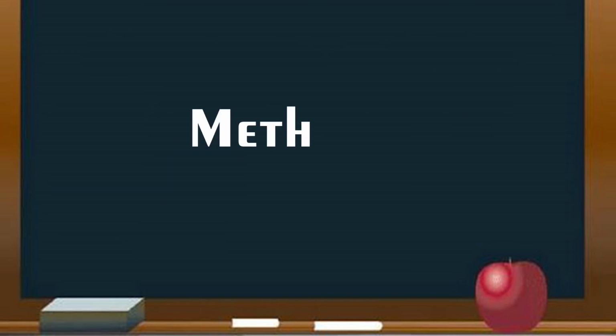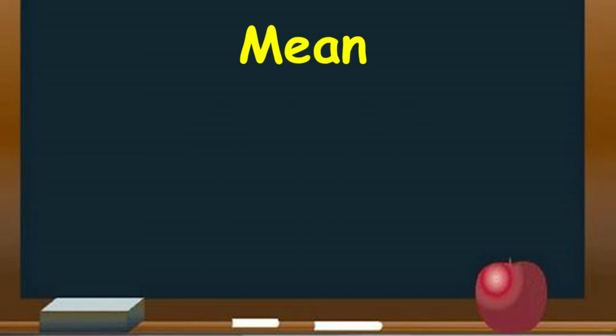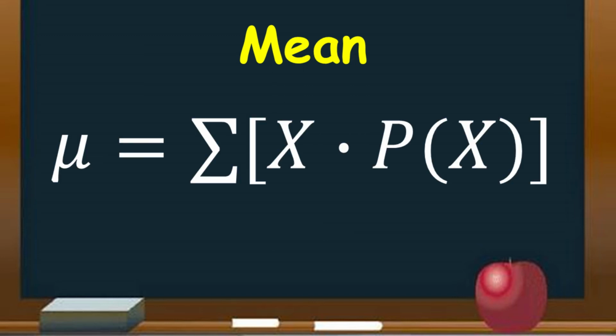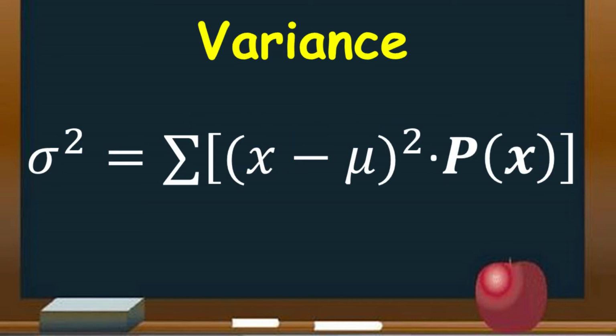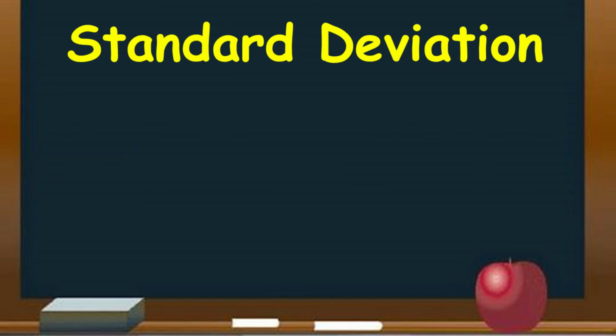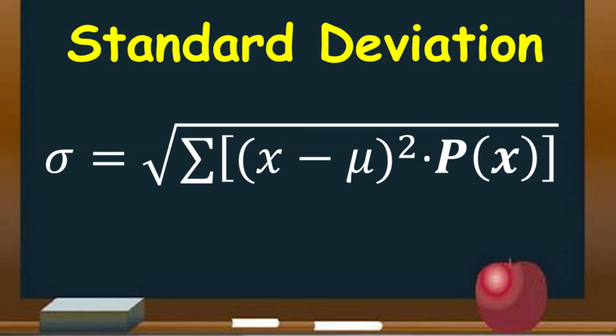This time, we will use the second method. Here are the formulas. For the mean, we will use mu is equal to the summation of x times p of x. For the variance, the square of sigma is equal to the summation of the square of x minus mu times p of x. And for the standard deviation, we will use the formula sigma is equal to the square root of the summation of the quantity square of x minus mu times p of x.